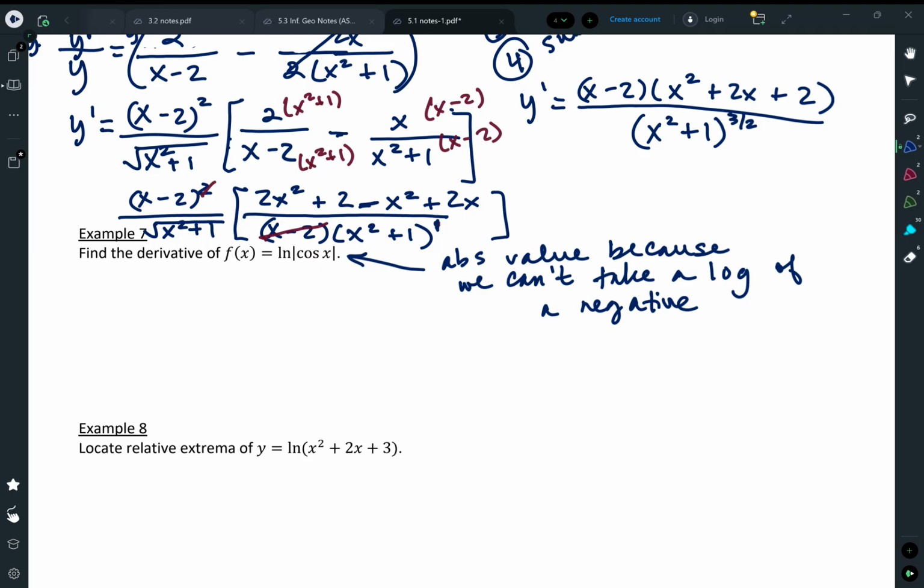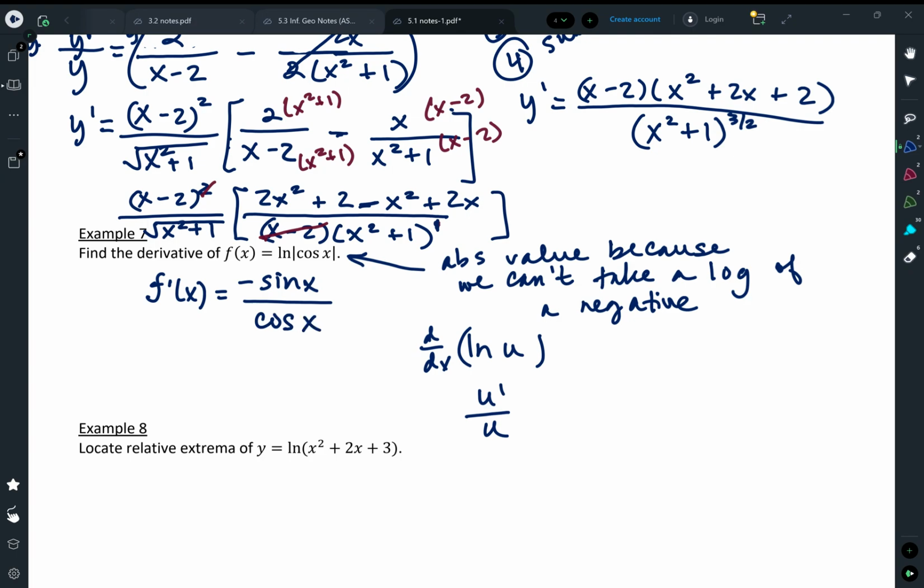So for this one, remember, if I have the natural log of u and I take a derivative, I get u prime over u. So that's what I want to do here. My inside function is cosine x. Well, derivative of cosine is negative sine x. And then u goes in the denominator, so I just rewrite that inside function, cosine x, in my denominator. So it's really weird to do all this trig stuff and just have one step.